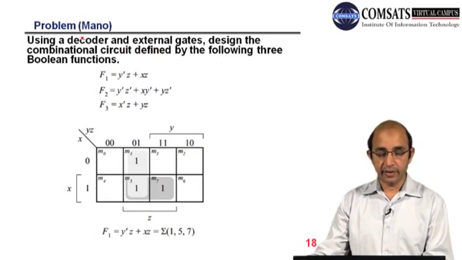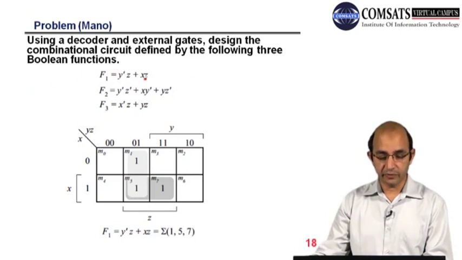And here we have another problem. We have to use a decoder and some gates in order to design a combinational circuit that is defined by the following 3 Boolean functions. F1 is y bar z plus x z, F2, and F3. So this is y bar z.